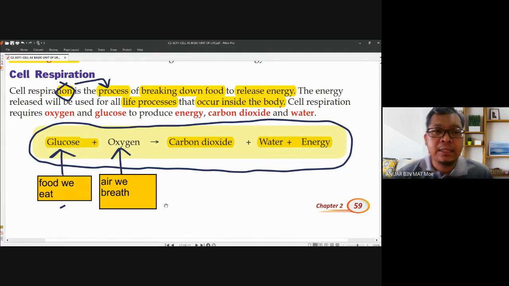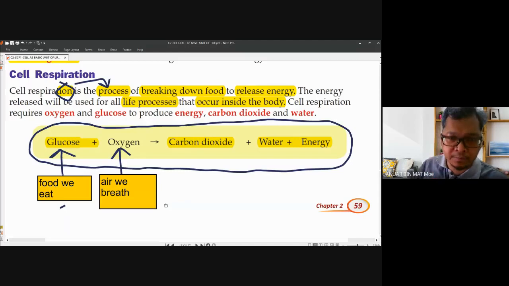The air we breathe, we get the oxygen. We call it the transport system and blood circulatory system in Form 3. But for now, you just remember, we get the oxygen from the air we breathe. And then we get the glucose from the food we eat. Okay, this is what we call the cell requirements: our cells inside our body require these two basic things, glucose and oxygen.